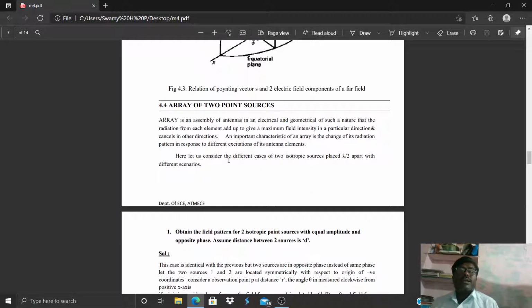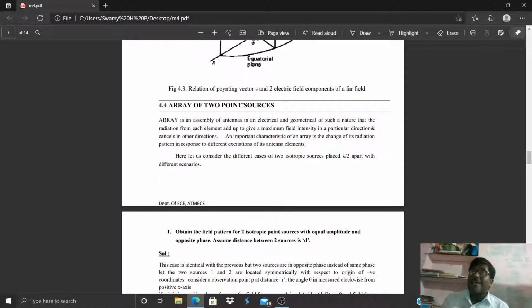Therefore, an array of 2-point sources: an array is an assembly of antennas in an electrical and geometrical nature such that radiation from each element adds up to give a maximum field intensity in a particular direction and cancels in other directions. For example, in an array you are having 2-point sources. Each point source is applied with an equal amount of current and equal signal voltage. Because they are connected, they maintain a constant distance d between these two point sources, and each antenna will radiate in the same direction individually.